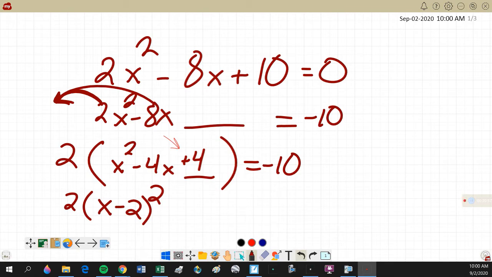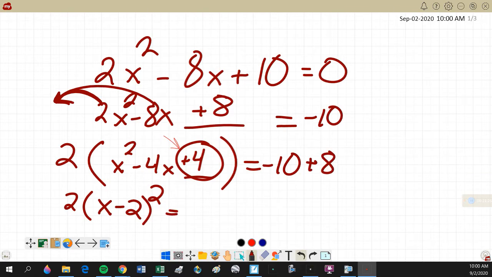Do you guys see that? I did not add 4 pounds to the left side. I added 4 pounds to the inside of that set of parentheses, but that is hiding underneath the 2. So by placing a 4 here, I'm actually placing an 8 there, which means I need to do 8 on the other side.